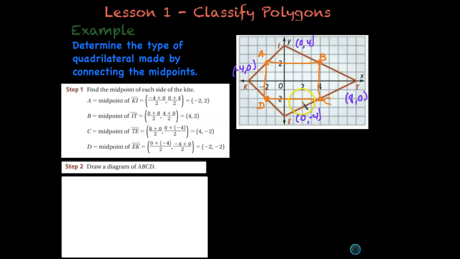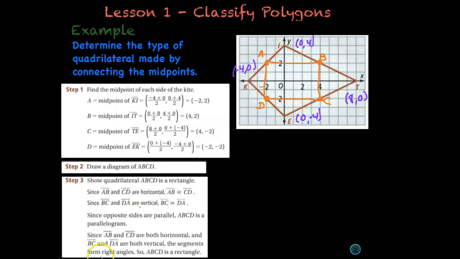You can see by this diagram, though, that it's going to be easy to determine what type of quadrilateral this is because all the lines are either horizontal or vertical. We can see that the top two are parallel. The vertical ones are also parallel. The vertical ones, because they are both vertical, are also congruent, and the top two, because they are both horizontal, are also congruent. So, since line segments AB and CD are both horizontal, and BC and DA are both vertical, we know that they form right angles, and we can tell that this is then a rectangle. It's a parallelogram, but specifically a rectangle.